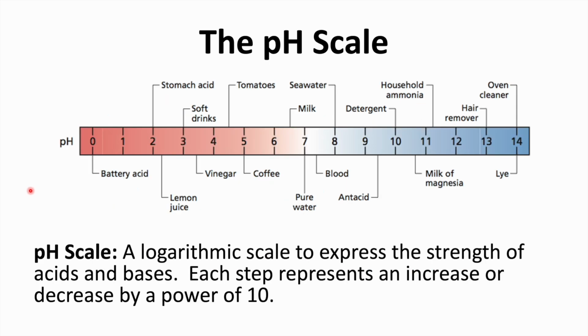So, like I mentioned before, the pH scale is a logarithmic scale to express the strength of acids and bases. Each step represents an increase or decrease by a power of 10. So something with a pH of 4 is not 1 times more acidic than pH 5. pH 4 is 10 times more acidic than pH 5.